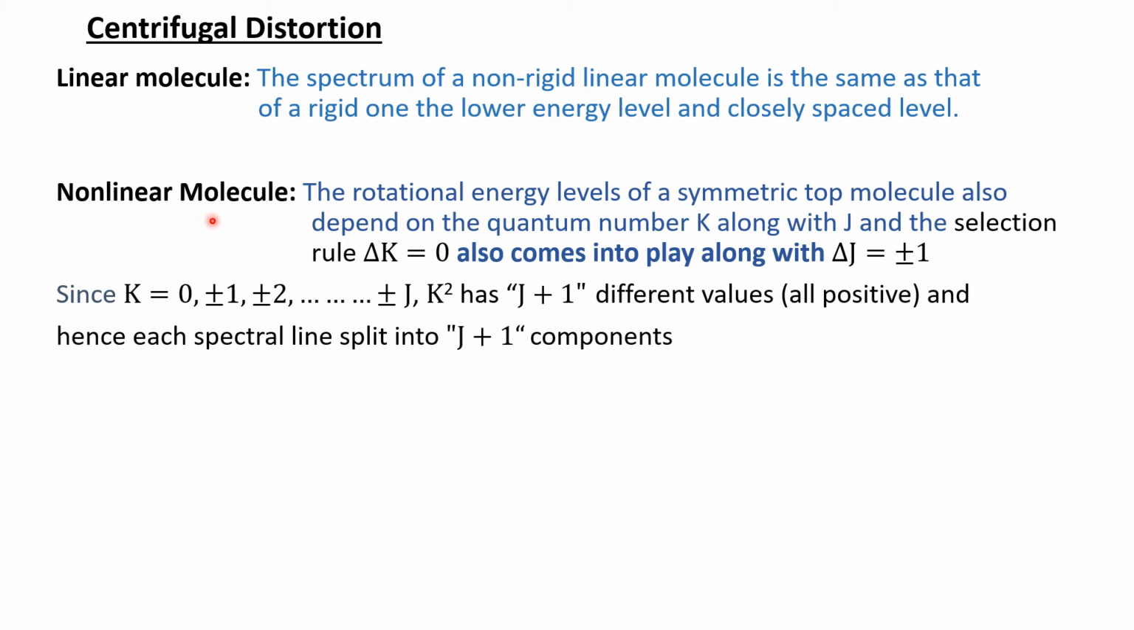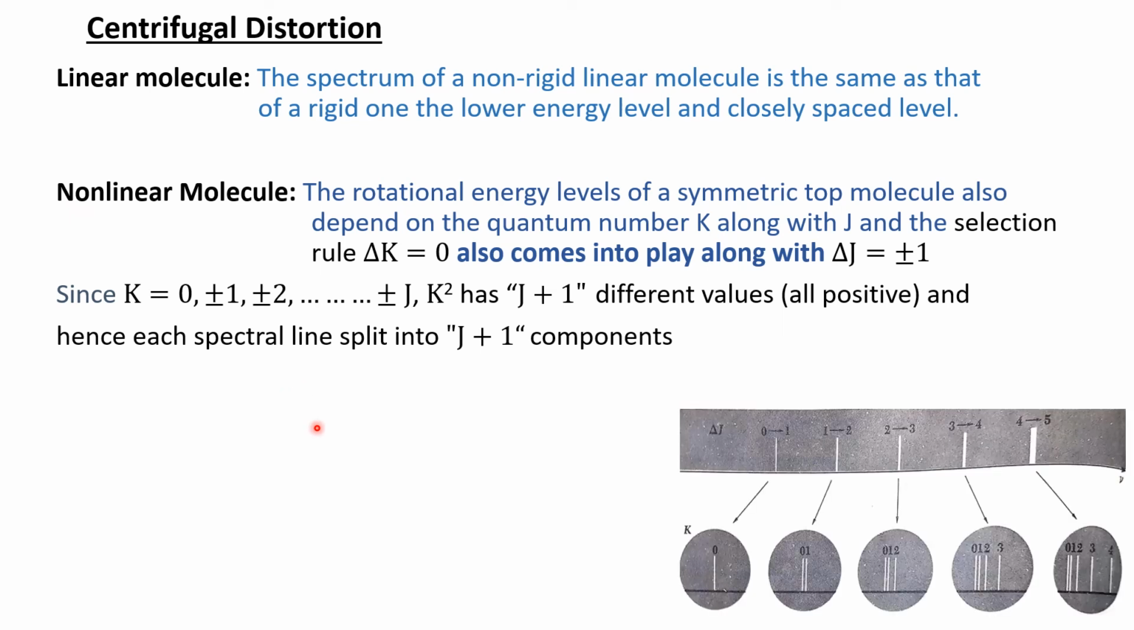When we talk about non-linear molecules, we also have the effect of another selection rule that is associated with K. So we have two selection rules, one is delta K equal to 0 and the other is delta J equal to plus minus 1. In the energy we have K square, so there are different values involved with J into J plus 1. These are all positive values in the transition. So K has J plus 1 values, which means there is a splitting of the energy level because of the non-linearity of the molecule. So here we have a spectrum for a non-linear molecule.